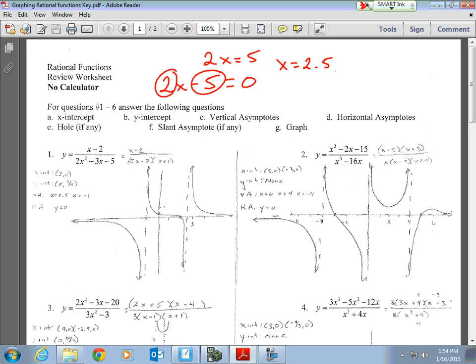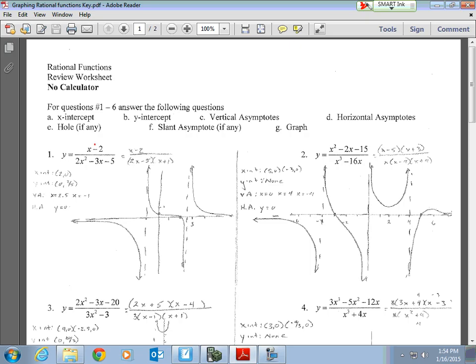Horizontal asymptote. We are comparing the degree of the top to the degree of the bottom. Question 1, the degree of the top is less than the degree of the bottom. So my horizontal asymptote is 0. Okay, degree of top is less than the bottom, it will always be 0.